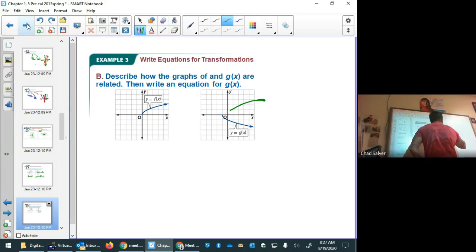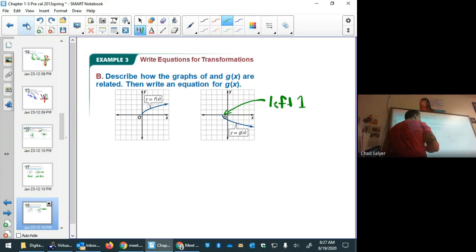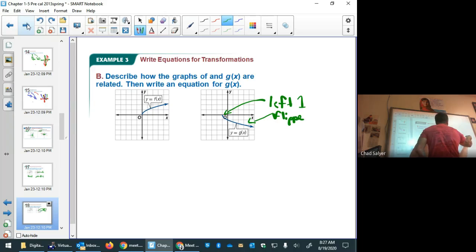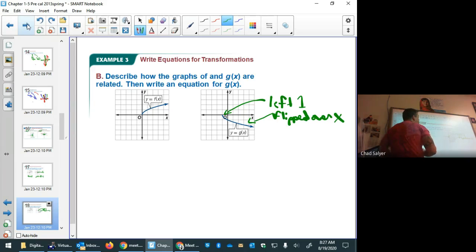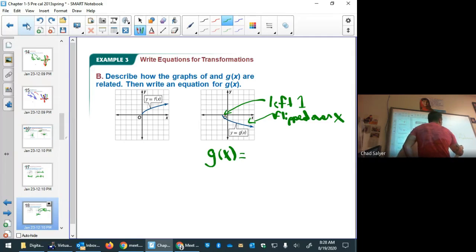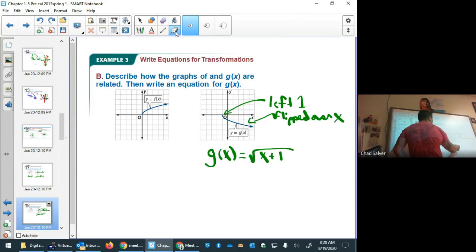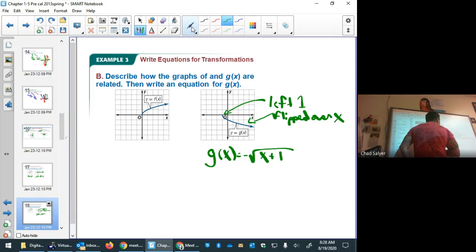Here we've gone left 1. So I know I need to add 1 to the input. And then we're flipped over the x-axis. So g of x, in this case, is going to equal the square root of x plus 1, and then we need to multiply that by -1. So let me give myself a little room here. So equals, and then negative.